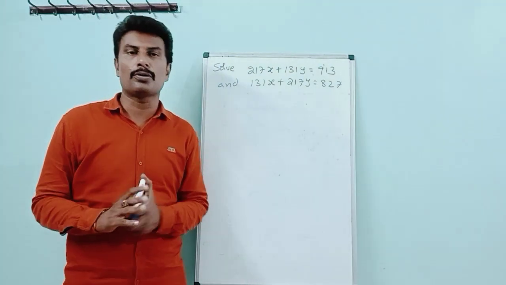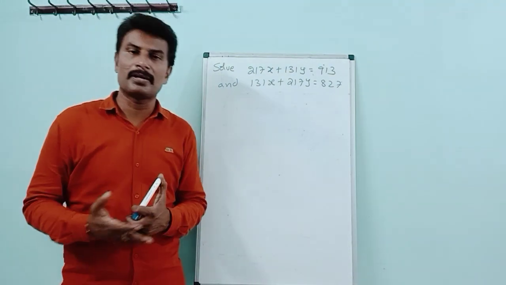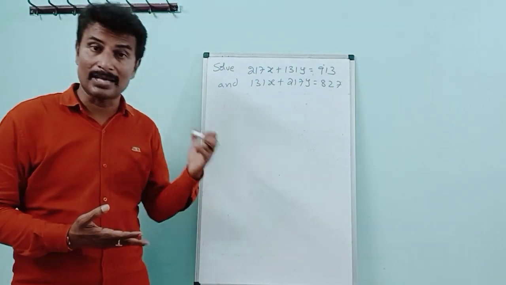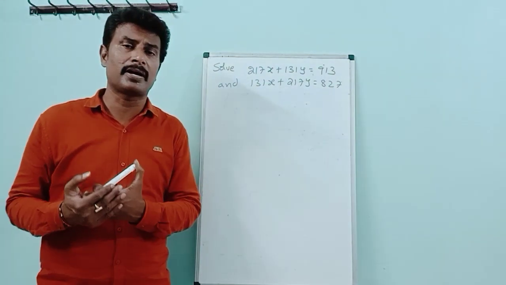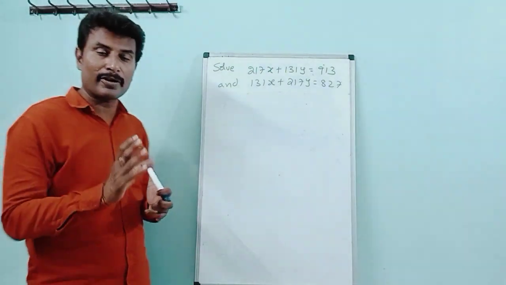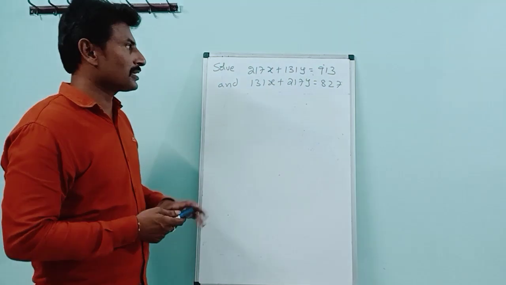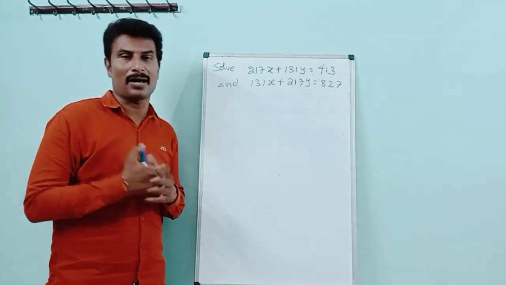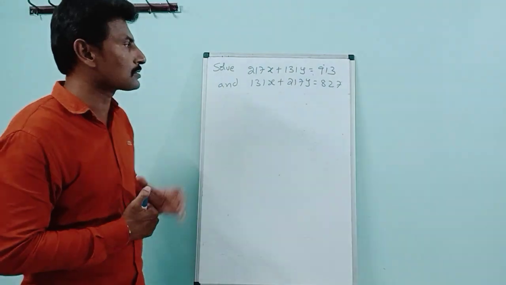I think everyone knows we have different methods to solve a pair of linear equations in two variables. The methods are the elimination method, the substitution method, and the cross multiplication method. But today I have taken a different type of equations, where the x coefficients and y coefficients are numerically large. And one more interesting thing is there.